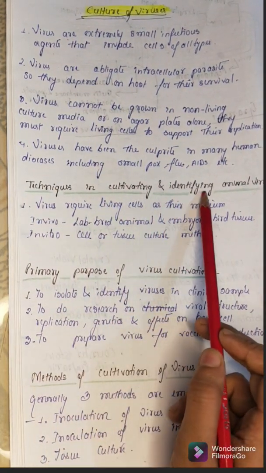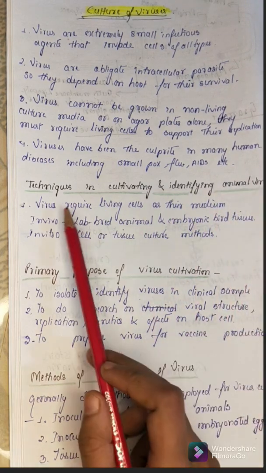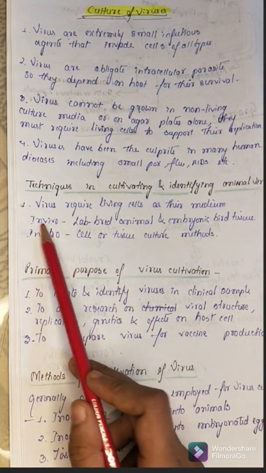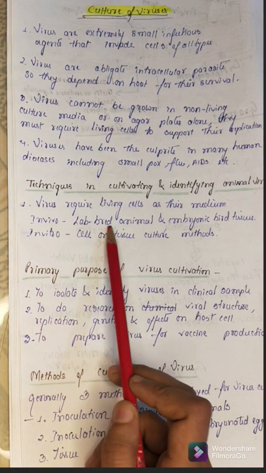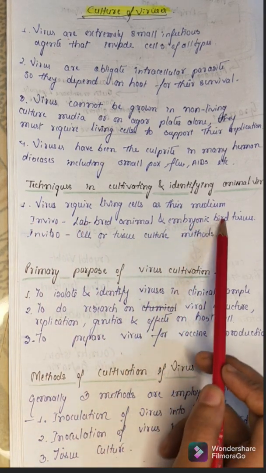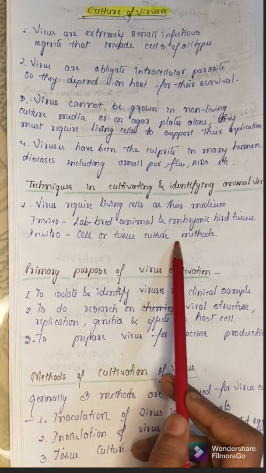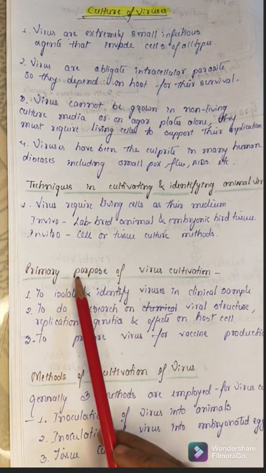Techniques in cultivating and identifying animal viruses. Viruses require living cells as their medium. In vivo, we use lab-bred animals and embryonic bird tissues, and in vitro, we use the cell or tissue culture method.